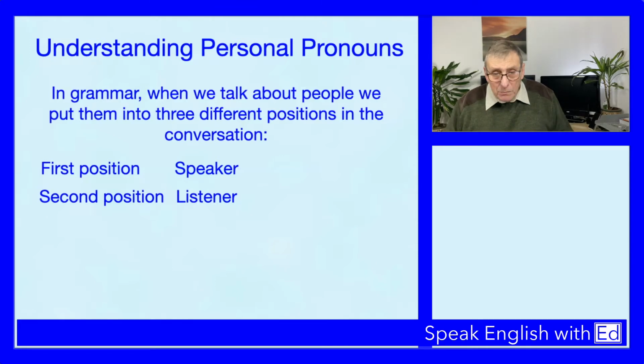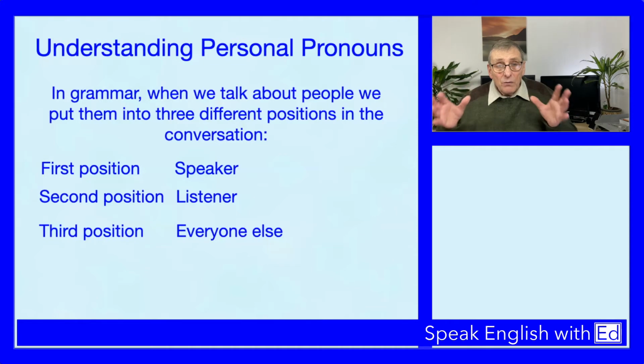And the third position is everybody else, really. It's the people that you're speaking about that are not in the conversation. You refer to somebody outside of the conversation as the third person.